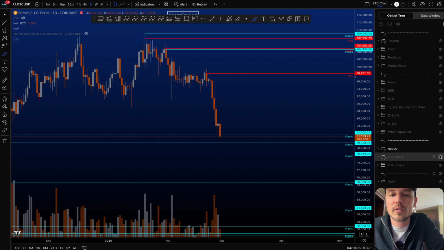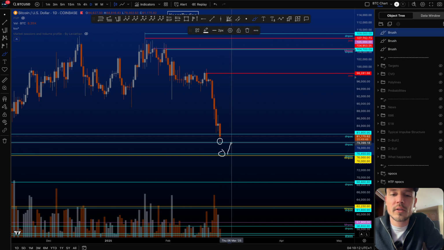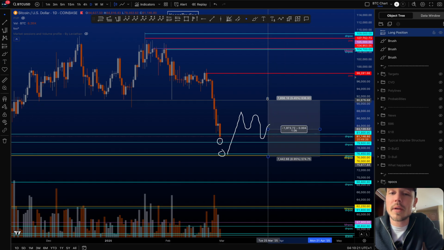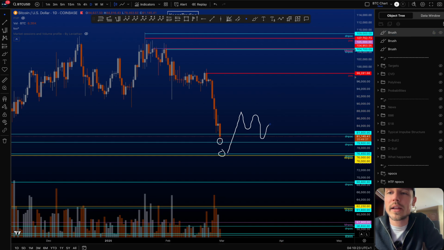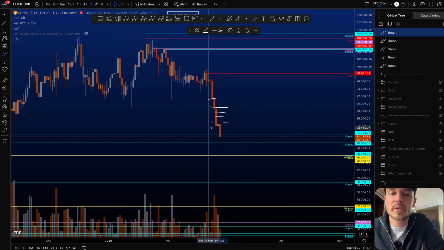Everyone has their own plan, their own strategy, their own tools, but something that I like to see is price hitting one of my support levels, creating an impulsive structure up, a clear three-wave corrective structure to the downside, and that to me is very interesting, and I'm happy to be part of a move when that happens. I'm not very happy to be part of a long as price just keeps dumping.